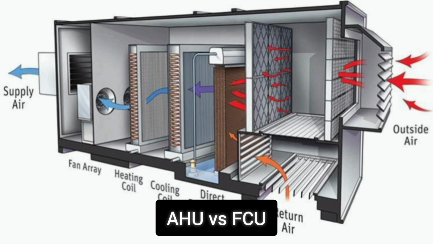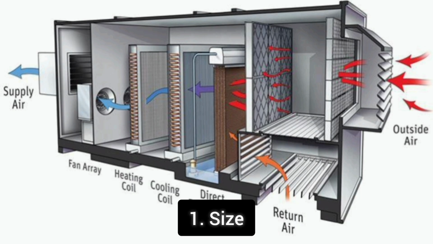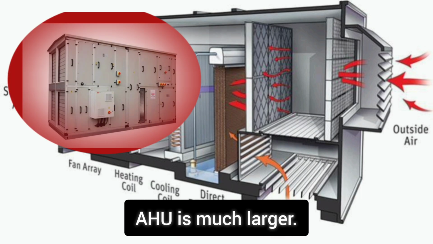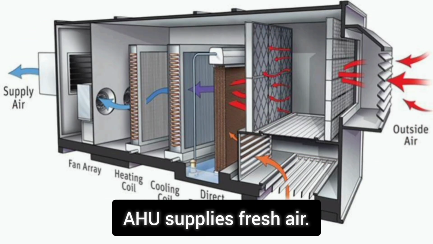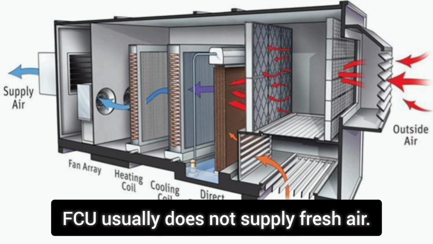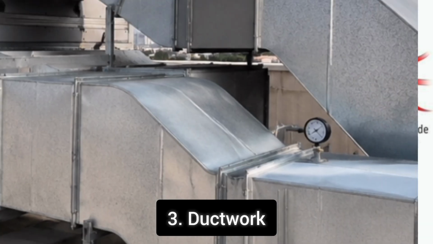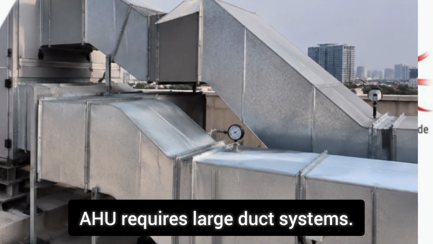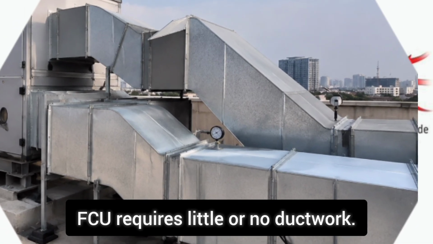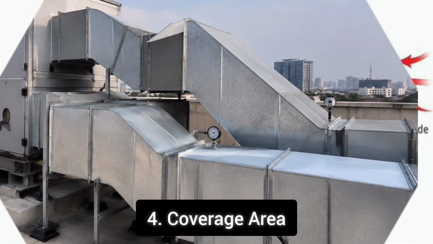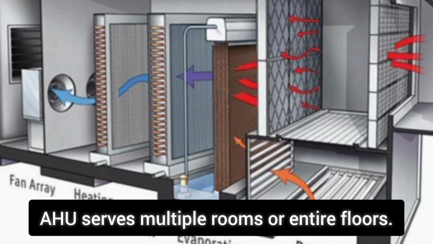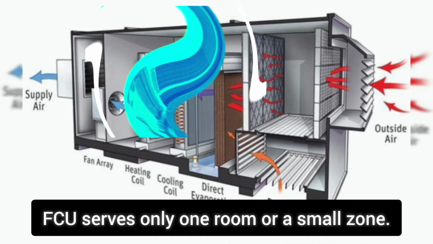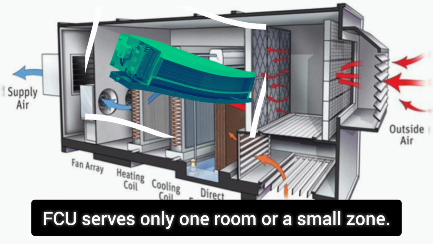AHU versus FCU. 1. Size. AHU is much larger. FCU is compact and small. 2. Fresh air. AHU supplies fresh air. FCU usually does not supply fresh air. 3. Ductwork. AHU requires large duct systems. FCU requires little or no ductwork. 4. Coverage area. AHU serves multiple rooms or entire floors. FCU serves only one room or a small zone.